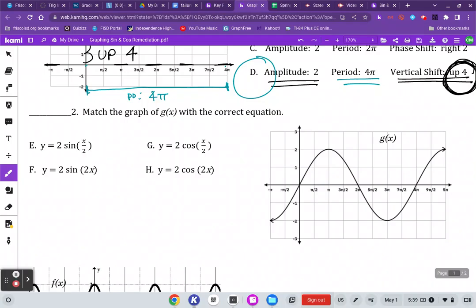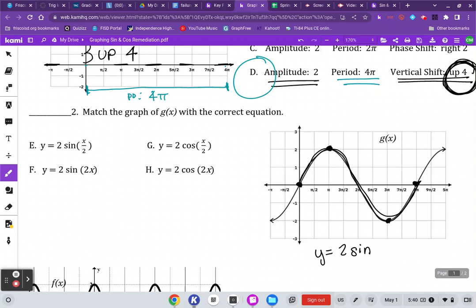It looks like to me, since this is starting here and ending here, this would be a graph of sine. This looks like a graph of sine here. And it's going up to 2, so it's going to have an amplitude of 2.